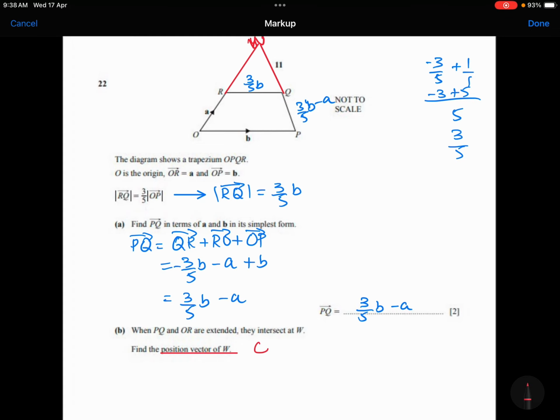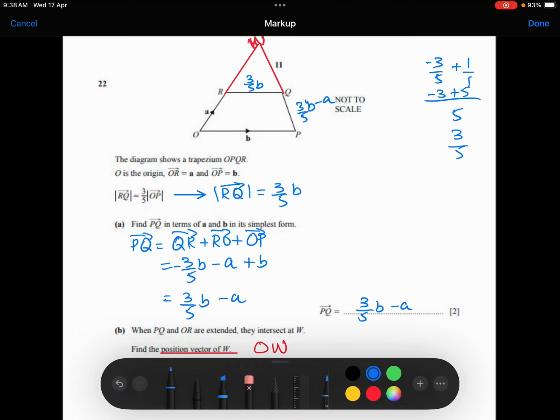So position vector of W would be OW. So first of all we need RW as well. We can see that we have two similar triangles in front of us. First of all we need to understand that there is a scale factor thing here. Like for example there is one triangle here which is WRQ, and the bigger triangle is WOP. Here it is 3 by 5 of b and it is b.